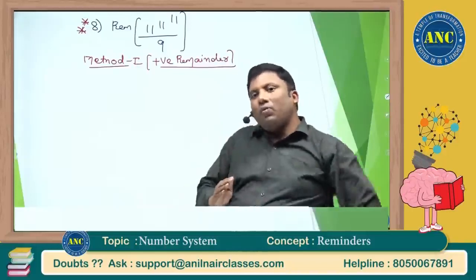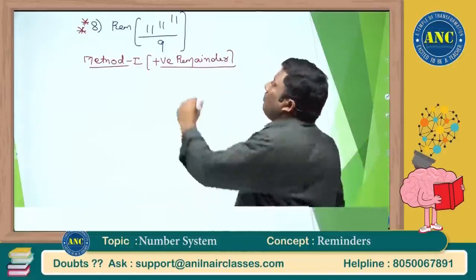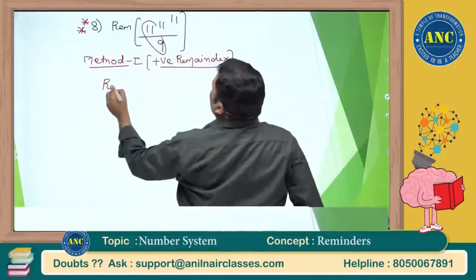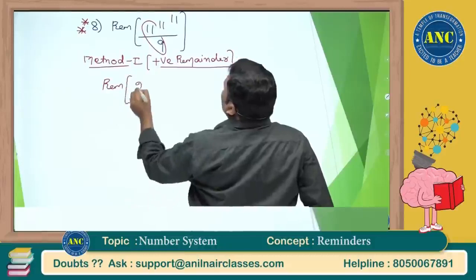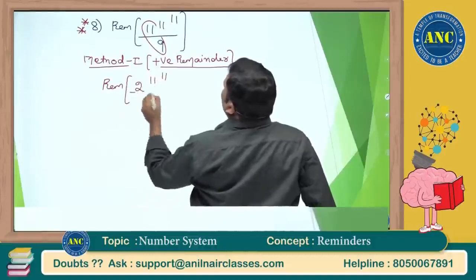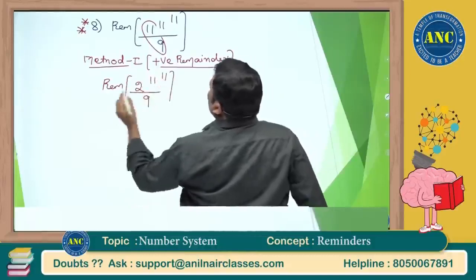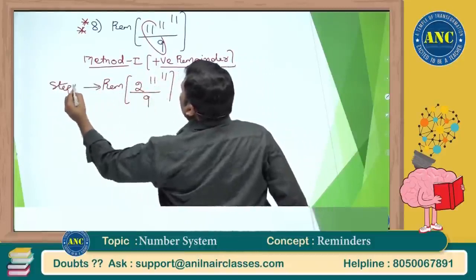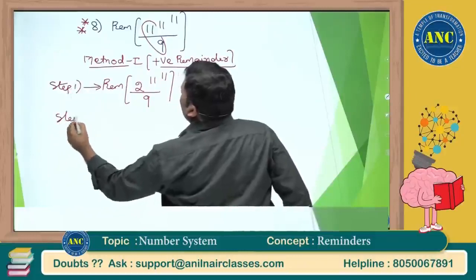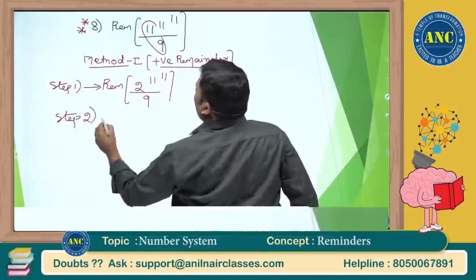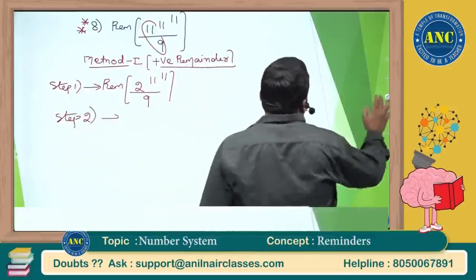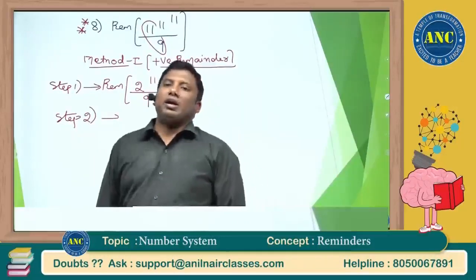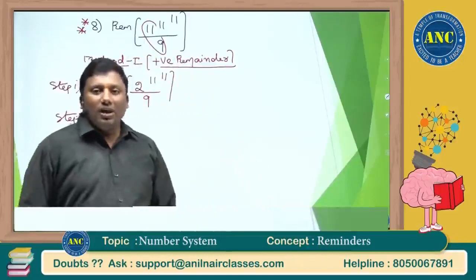What is step number 1? Step number 1 is make the numerator base smaller than the denominator. 9 ones are 9, which gives 2 power 11 power 11 divided by 9. This is step number 1. Step number 2: which power of 2, when divided by 9, will give me plus 1 or minus 1?